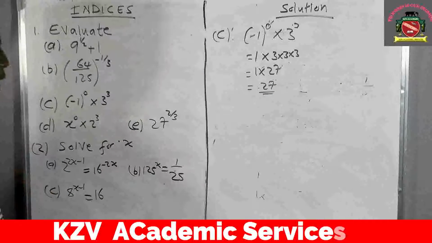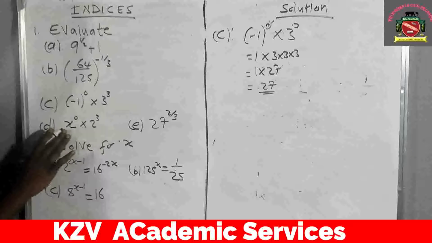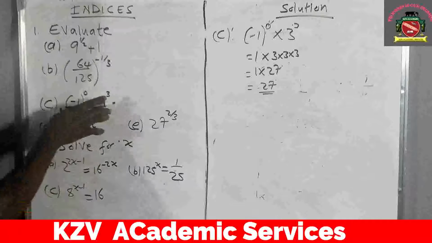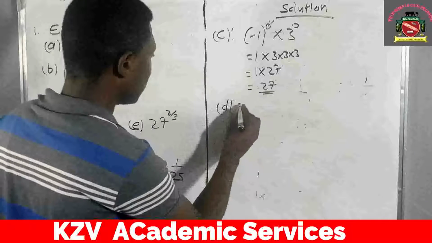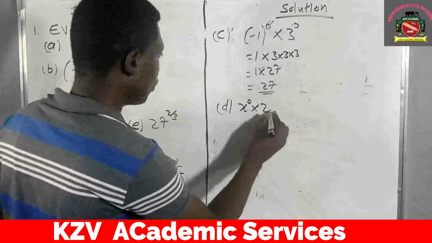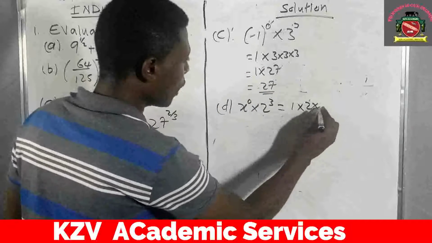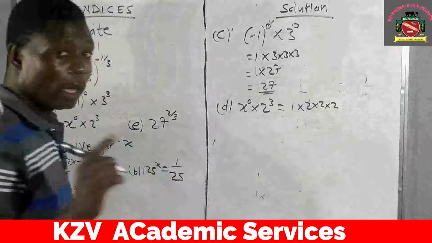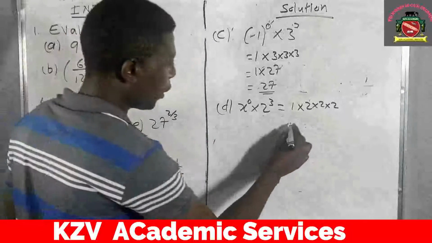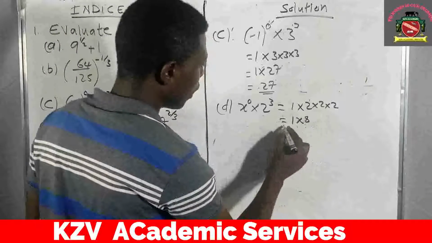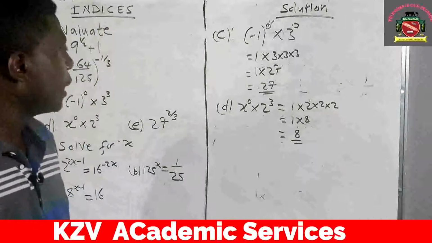And then our D, the concept is the same. You look at D, we are saying x to the power 0 times 2 to the power 3, just the same concept as C. So for D, this is x to the power 0 times 2 to the power 3, which is the same as saying 1 times 2 times 2 times 2. Now we know that 2 times 2 is 4, times 2 is 8, so here we have 1 times 8. This just basically gives us 8.